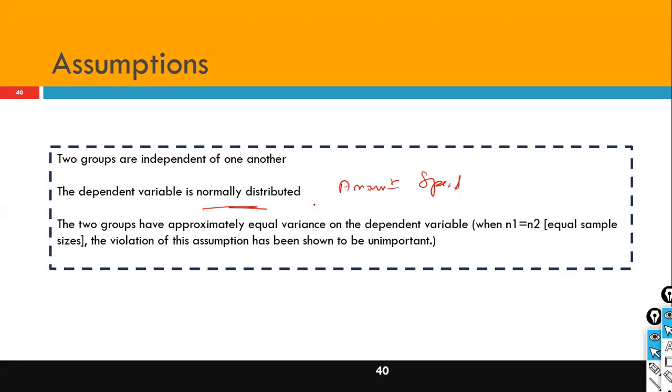It is normally distributed. Okay. And the two groups, now if you ask this question, if the amount spent is not normally distributed, then you cannot conduct a t-test. Okay. So it should be like this.